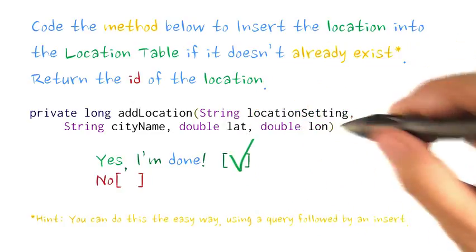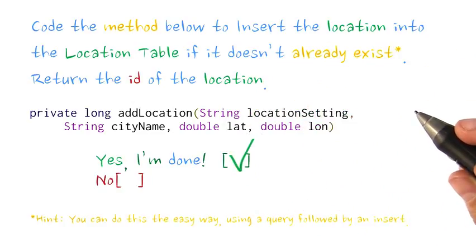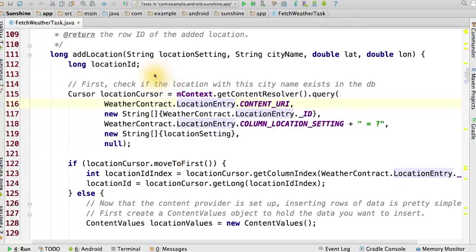All right, you're done. Let's take a look at the solution. Just like in our content provider tests, we can use GetContentResolver to query based upon the content URI. Remember that the default location entry content URI just passes all of the parameters into the database, so we can easily construct a query containing the location query to see if it is in the database yet.